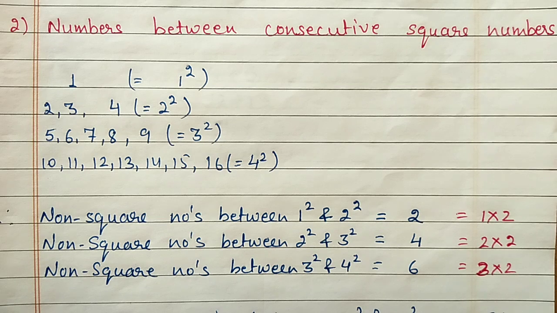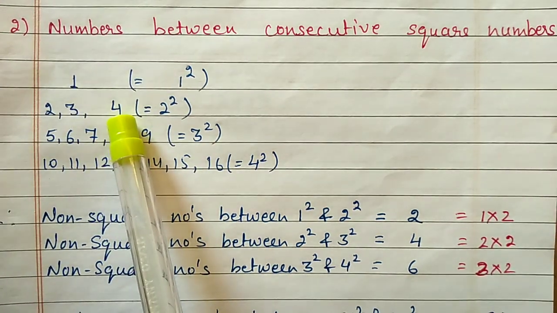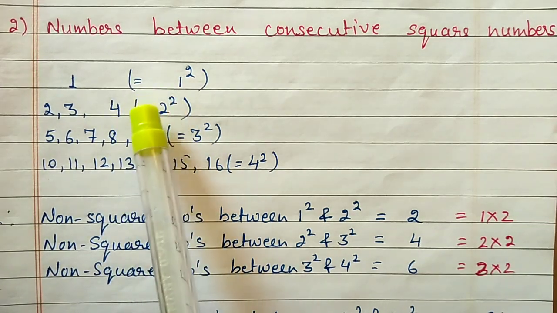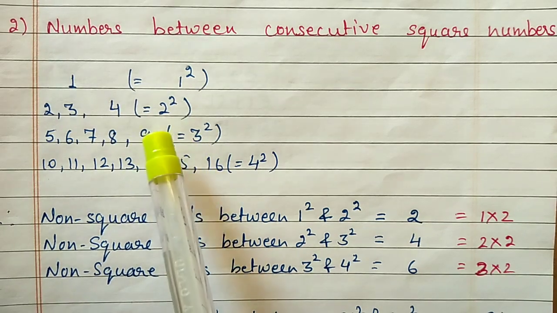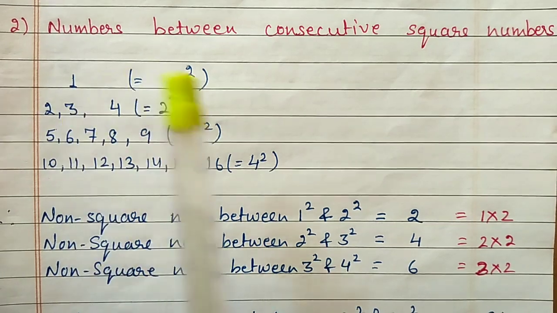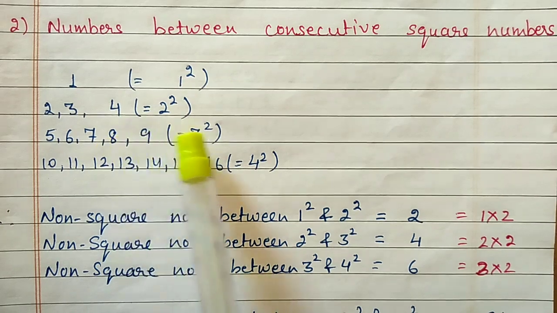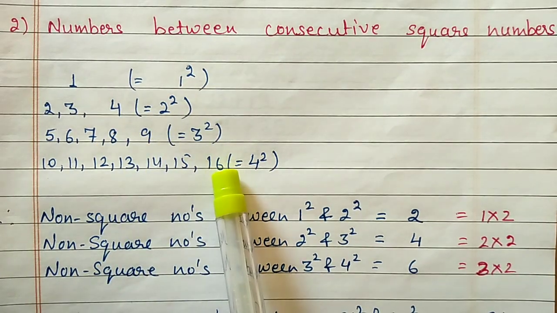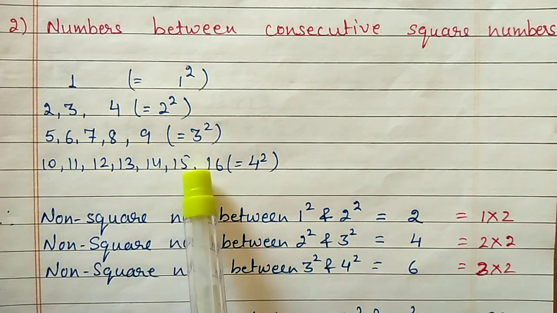Second property is numbers between consecutive square numbers. If we see carefully, the first square number is 1 and the next square number is 4. 2 square is 4 and after 4 the next square number is 9. 3 square is 9. So between 1 and 4 we have two numbers, 2 and 3. Between 4 and 9 we have four numbers: 5, 6, 7, 8. Between 9 and 16, 16 is the next square number, we have 6 numbers here, 10 to 15.